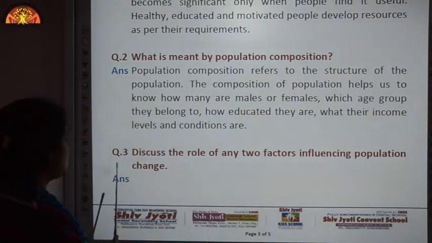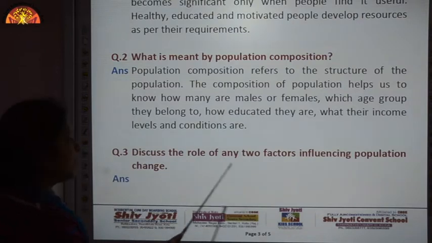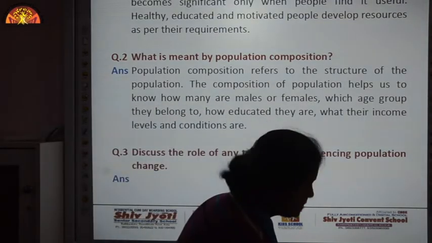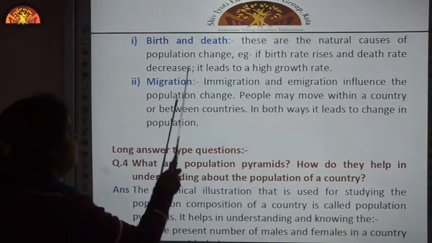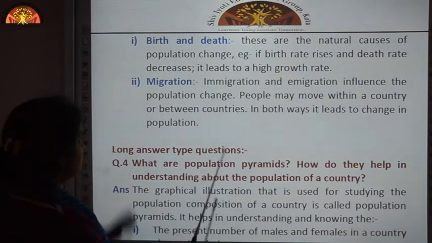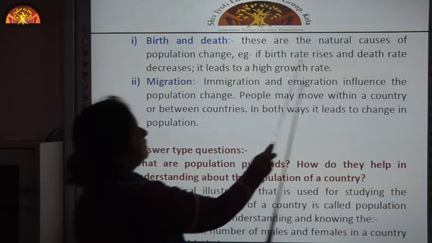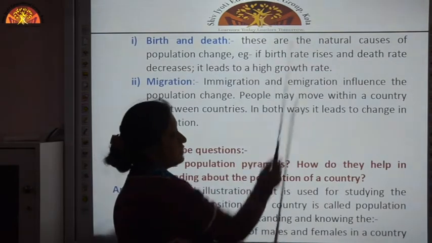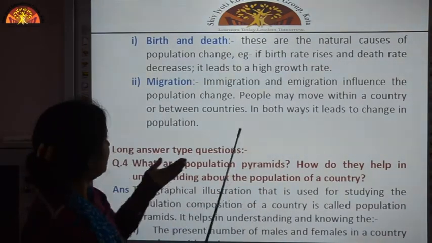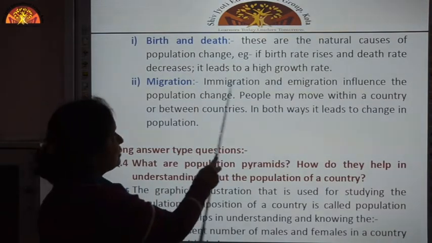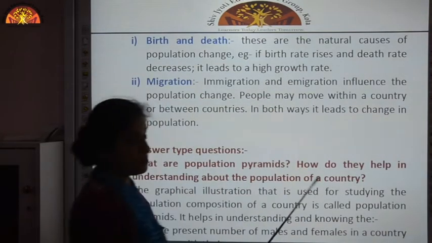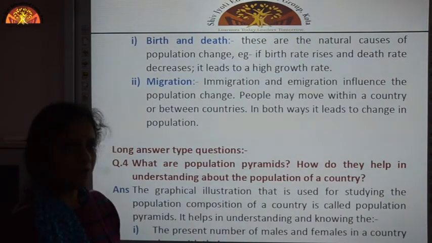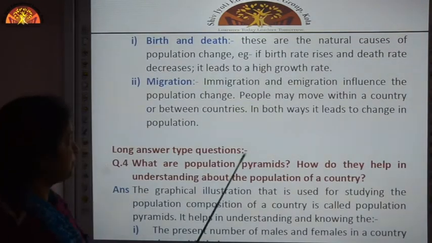Okay? Now question 3, discuss the role of any two factors influencing population change. I have told you the two factors: number 1 is birth and death, and the other is migration. Two reasons, birth and death. These are the natural causes of population change. For example, if the birth rate rises and the death rate is falling, it leads to a high growth rate. Population will increase. So birth and death are responsible for population growth rate, we can say.